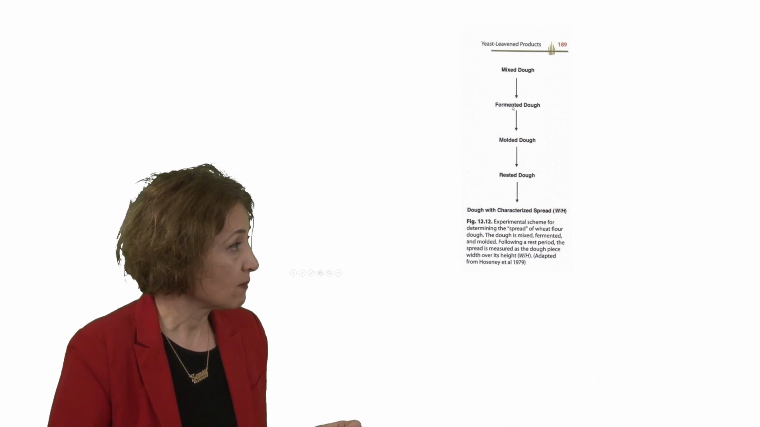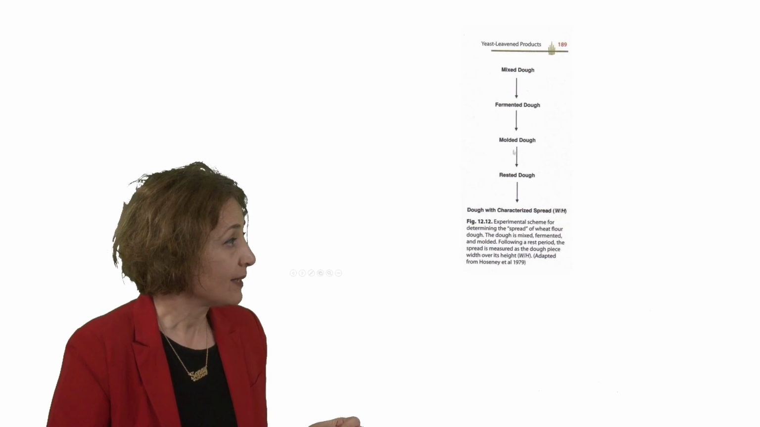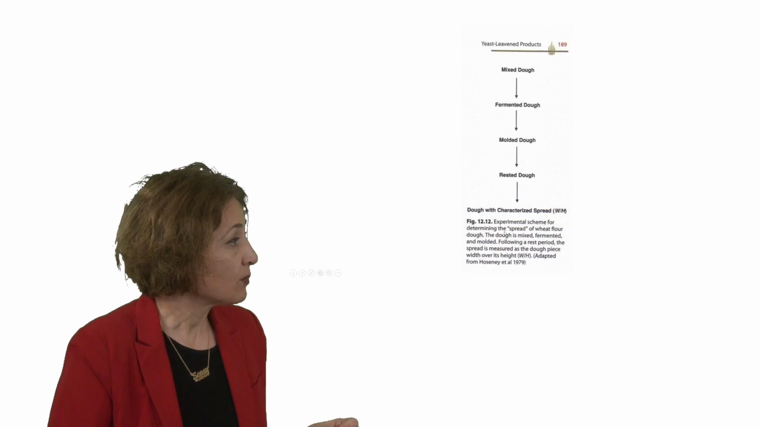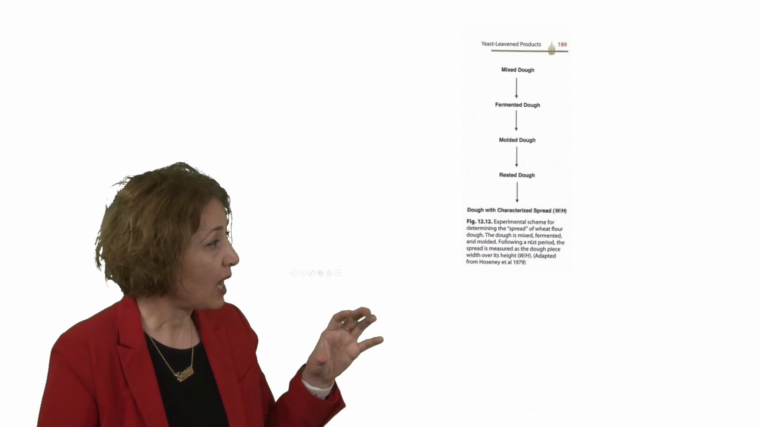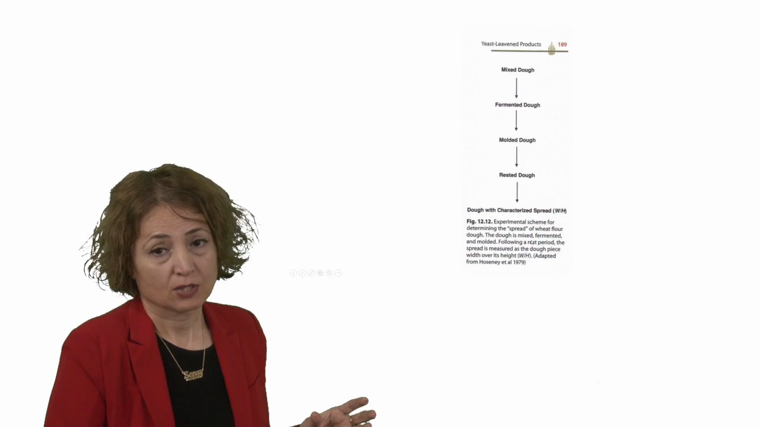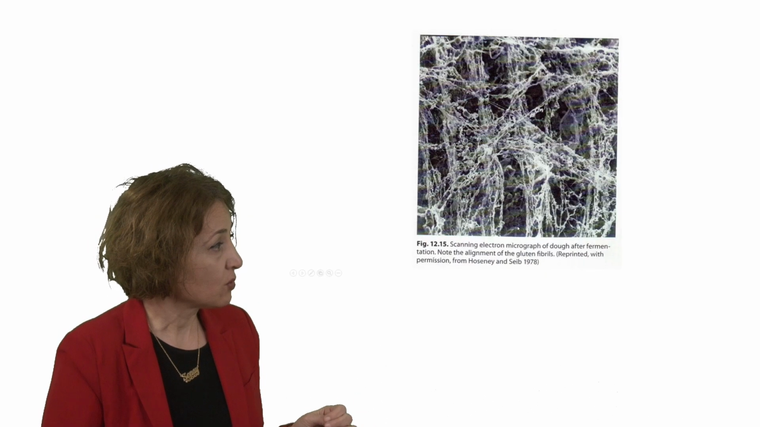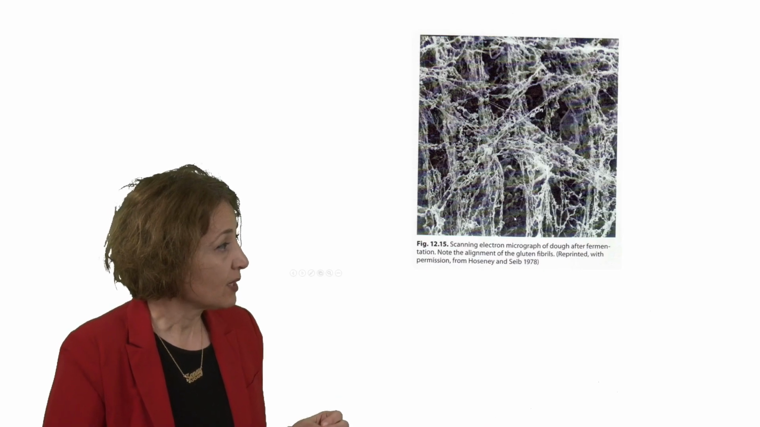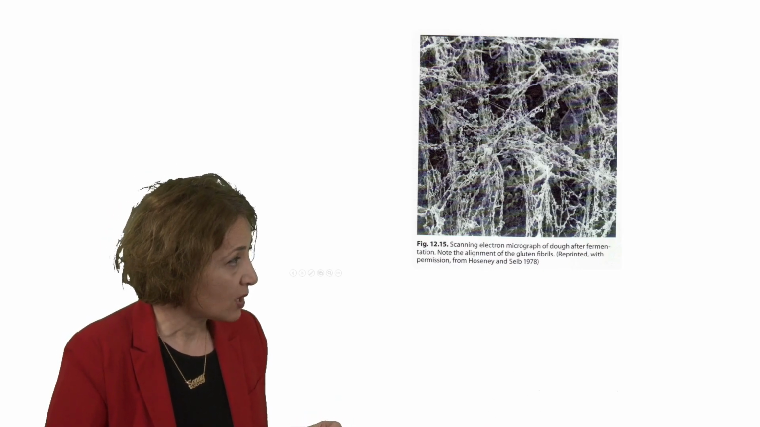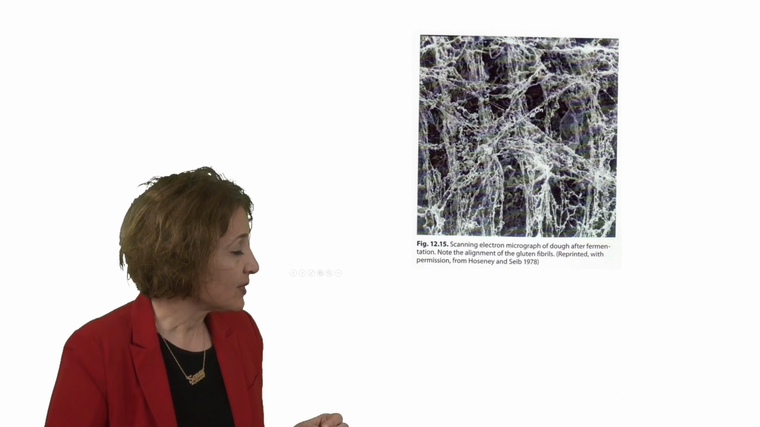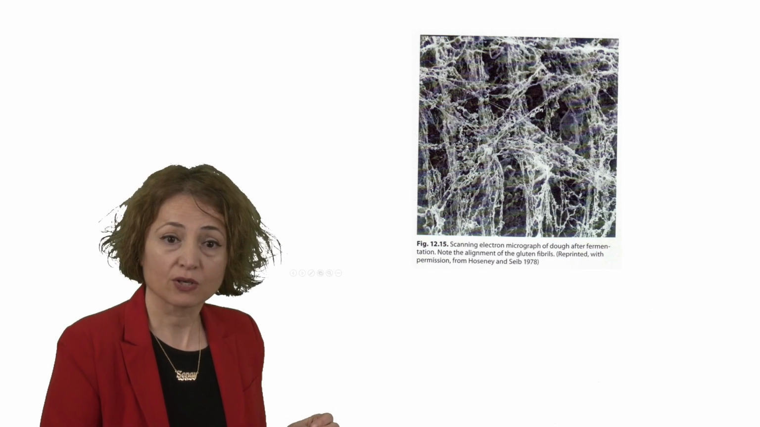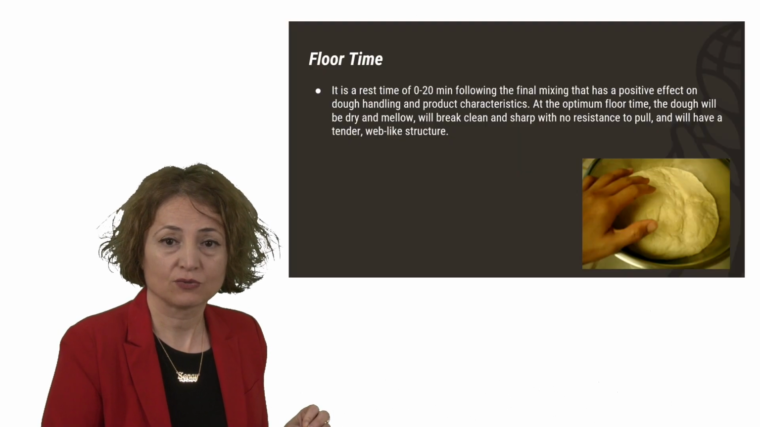So we have mixed dough, fermented dough, molded dough, and then rested dough. This is an experimental scheme for determining the spread of wheat flour dough. Dough is mixed, fermented, and molded. From the width versus the height, we can measure the spread ratio. And this is a scanning electron microscopy image of dough after fermentation, and we can see nicely organized gluten fibrils, and then we can see round starch granules, which are embedded into the gluten network.